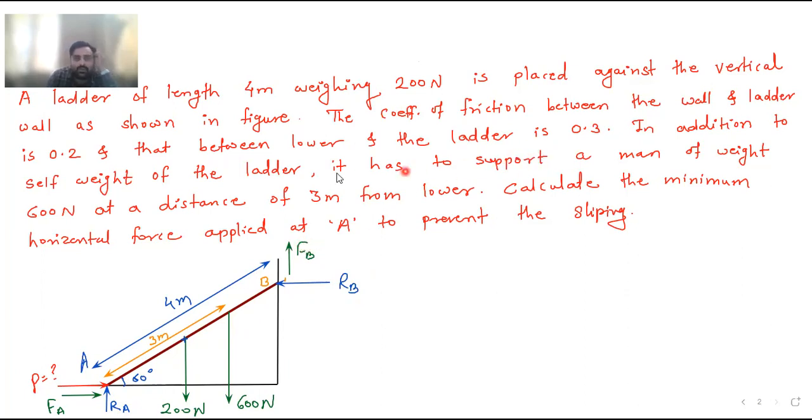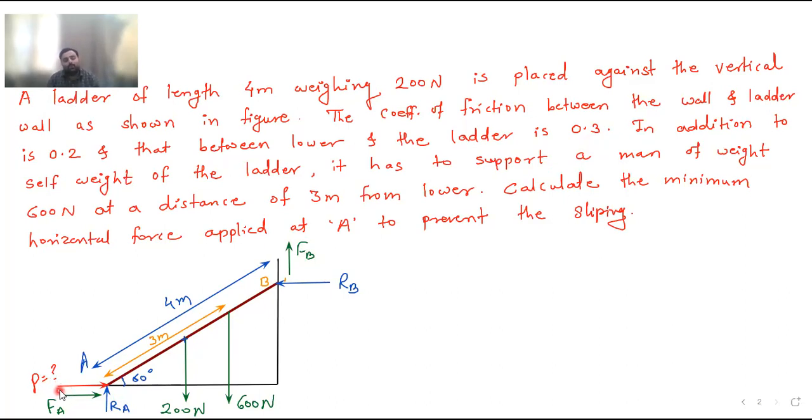The coefficient of friction is given here. The coefficient of friction between wall and ladder is 0.2. So once you know RB, you can use the formula mu into RB and you will get the value of FB. Here the same thing is there. Once you know the value of RA, the coefficient of friction is given as 0.3. So by using the formula mu into R, you can easily calculate FA. So our main job is first to find RA and RB, and then we can find this force P.